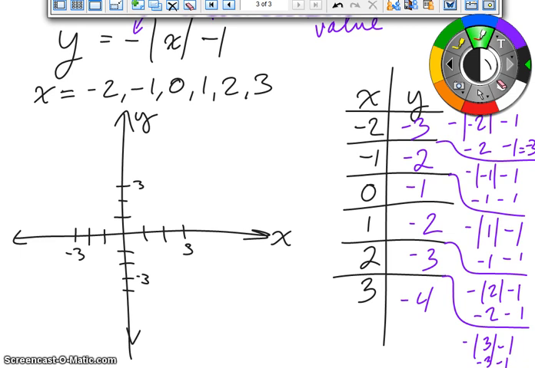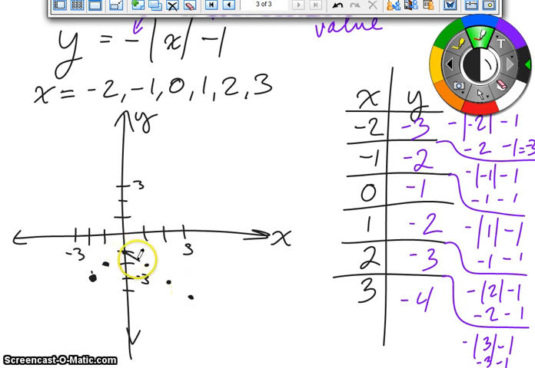So we're at, remember, over -2, down 3. So here should be our first point. Left 1, down 2. So here should be our second point at -1, -2. 0, -1. Start at 0, go right 1, down 2. Start at 0, go right 2, down 3. And then I put in one extra point there, so start at 0, go over to 3, down to 4.